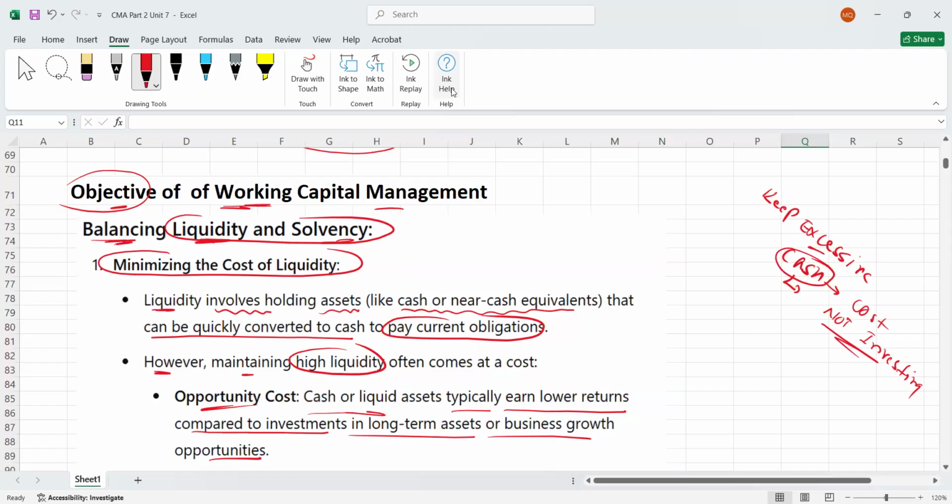Another way, if you are holding cash equivalents, like those items which are nearly equal to cash, such as short-term investments, please remember that on short-term investments, returns or profits are generally lower. But if you invest into the long term, the profits are higher. So this is also a kind of sacrifice, right? You are sacrificing some profit by investing in the short term. So this is the first point.